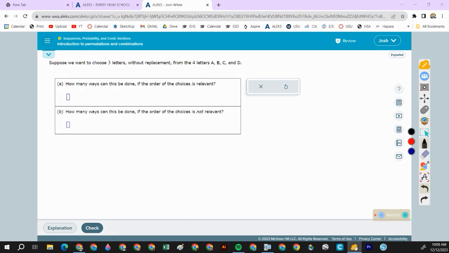So we want to choose 3 letters without replacement from the letters A, B, C, D. How many ways can this be done if the order is relevant? So that means, well, let's say AB is not equal to BA. So if order matters, then we write the not equal to, which is a permutation. And the next one says order is not relevant, so AB is equal to BA.